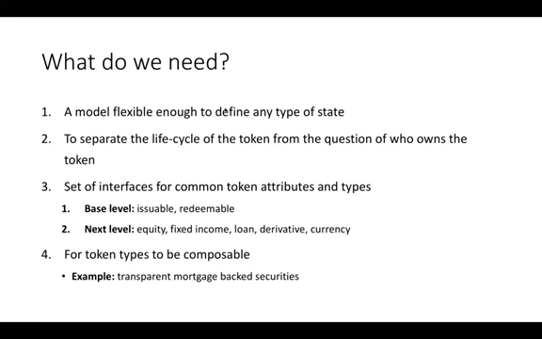The last thing is something that's really cool, and I'll spend a bit of time on the last couple of slides on this. And what I'm saying here is we want to be able to create token types out of existing token types. And the example I've got there is transparent mortgage-backed securities. I won't say anything more yet, but I'll get to that on the final two slides.